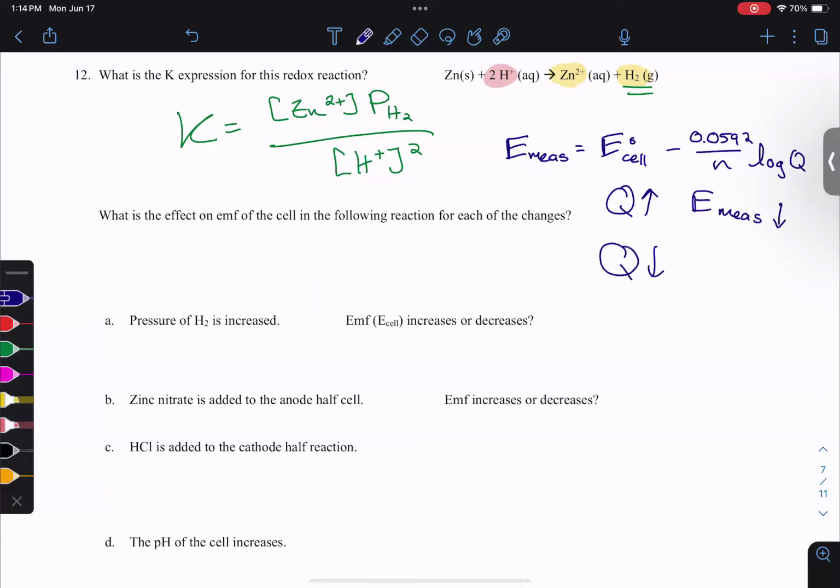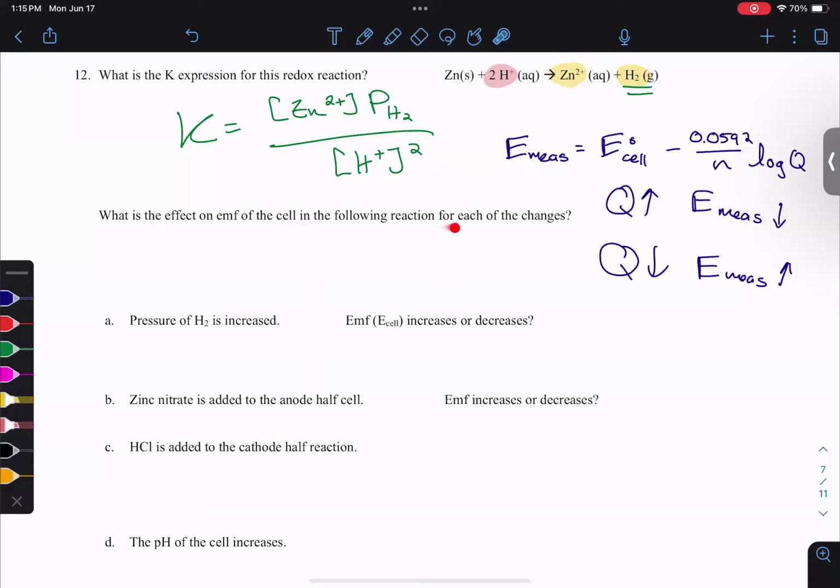But if Q is a small number, we actually have a lot of reactants. And what happens is that the measurement we actually make, this cell potential, is a big number, because when Q is a small number, then we're subtracting a very small number, or we could in fact be subtracting a negative number if Q is less than 1. All right. So that's the trend here. If Q is big, then what we measure is small. But if Q is small, what we measure is big. That's the idea there. Because this is just conceptually, can you understand how Q is changing here?